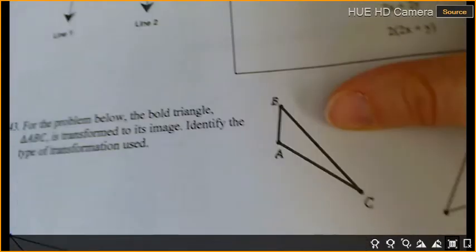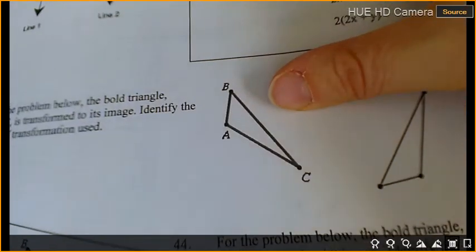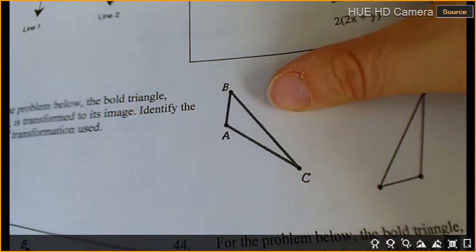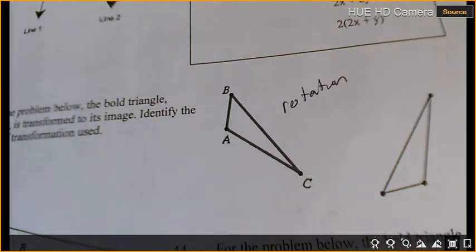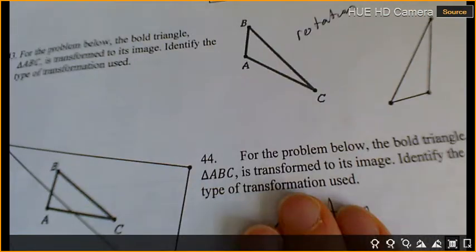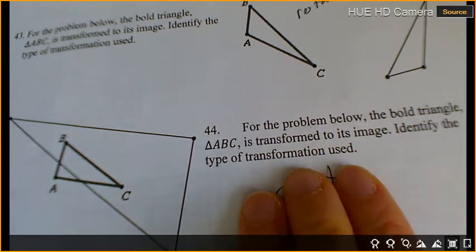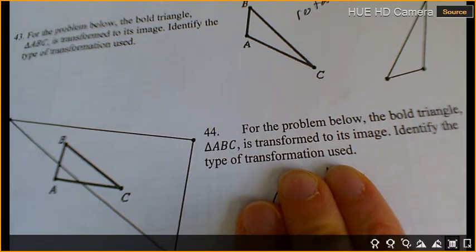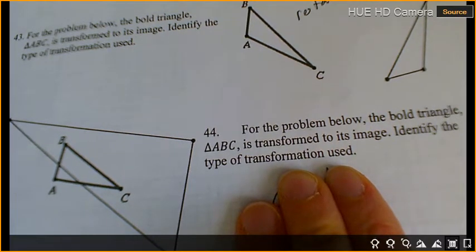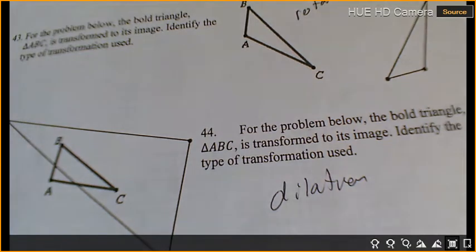All right. Number 43. What is it? Reflection, rotation, dilation, translation. It is a rotation. Number 44. Translation, reflection, rotation, or dilation. What happened for 44? It's just one. Dilation. It changed size. It's dilation. Questions about 42, 43, or 44?